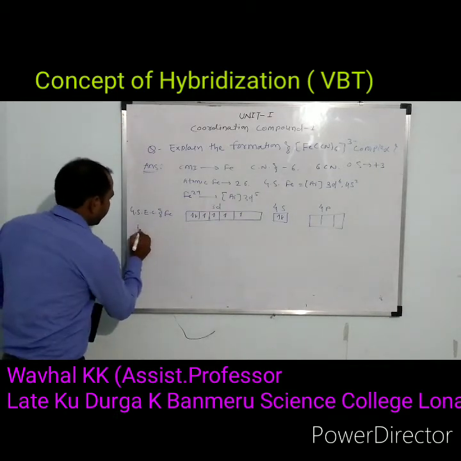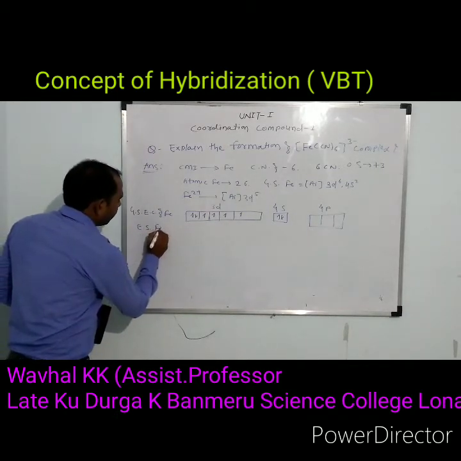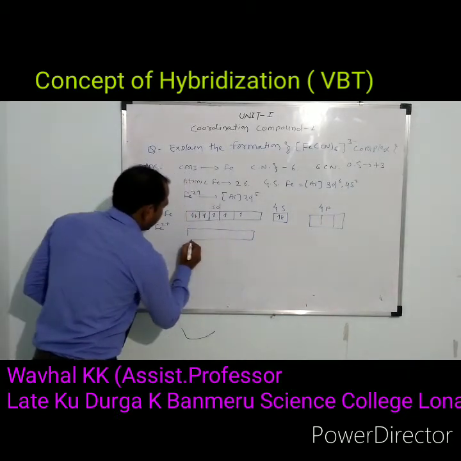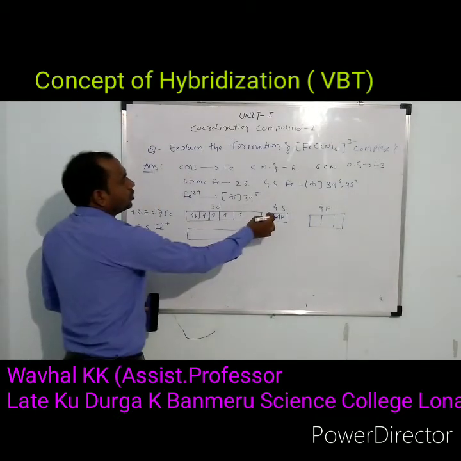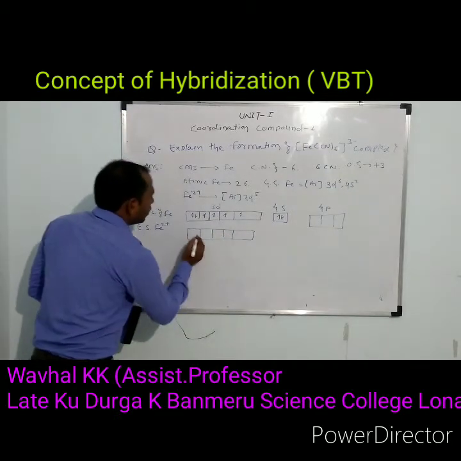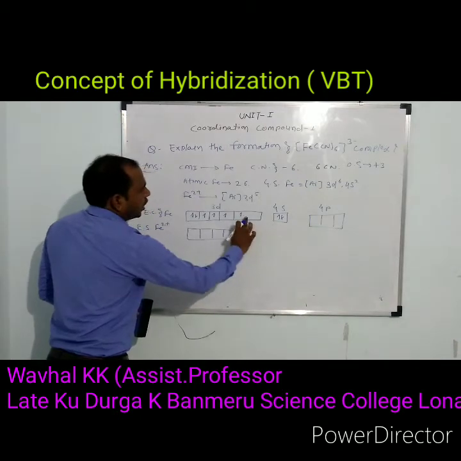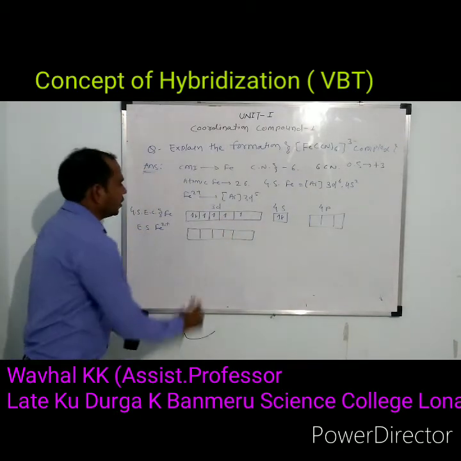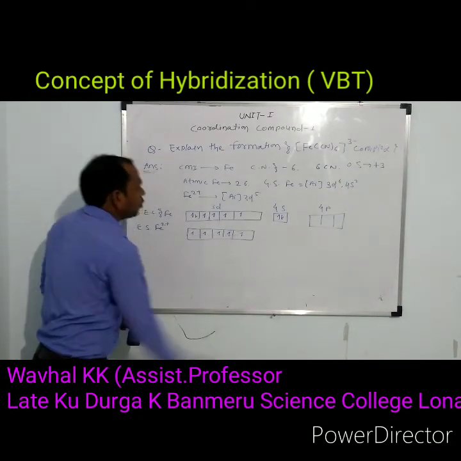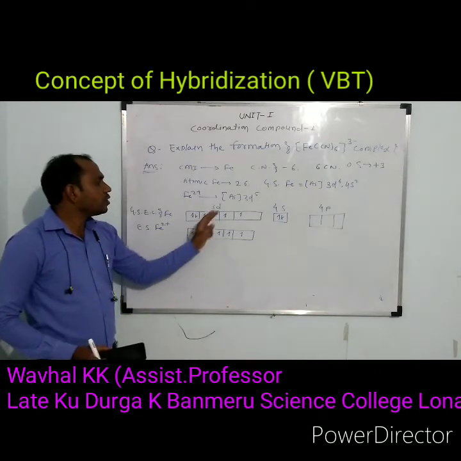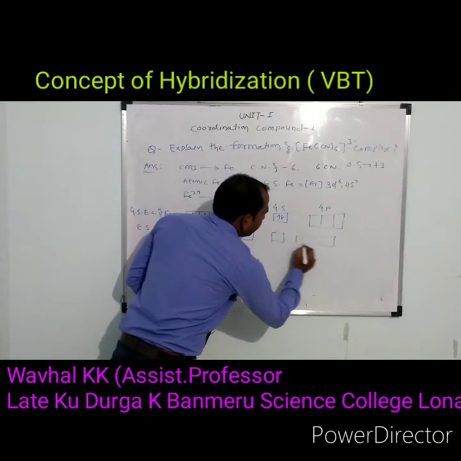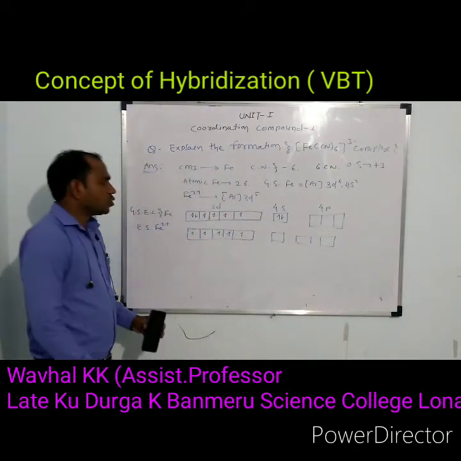Then in the excited state, the electronic configuration of Fe3+: 3 electrons are lost. The 4s electrons are lost, and one electron is lost from the 3d orbital. Only 5 electrons remain in the d orbital. Then the 4s orbital is vacant, and the 4p orbital is also vacant.